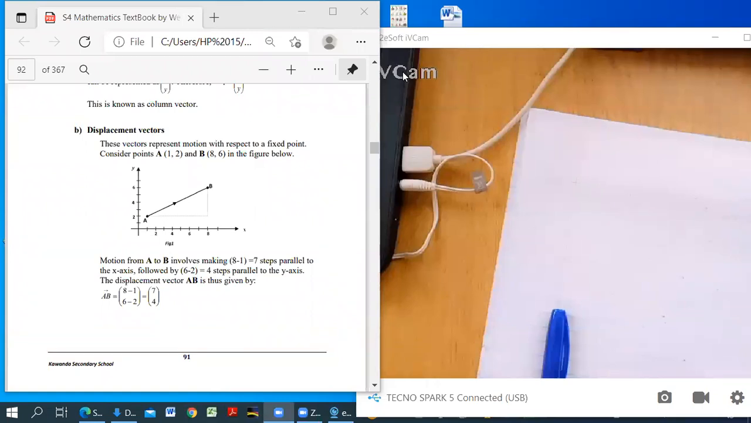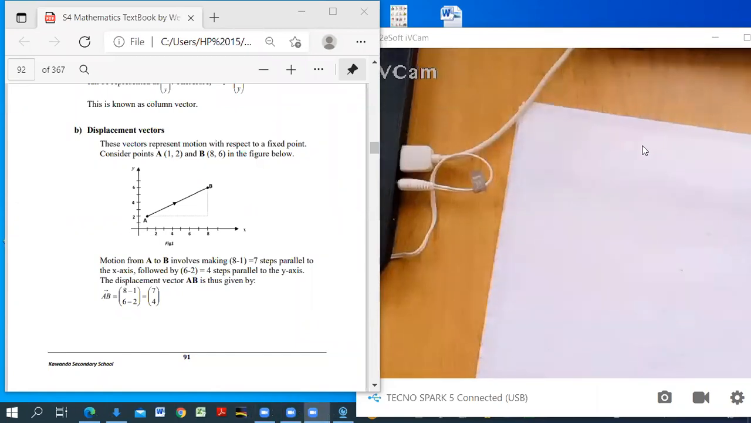Distance is the length between two marked points, while displacement is distance moved by a body in a specified direction. Okay, very good. That is correct.